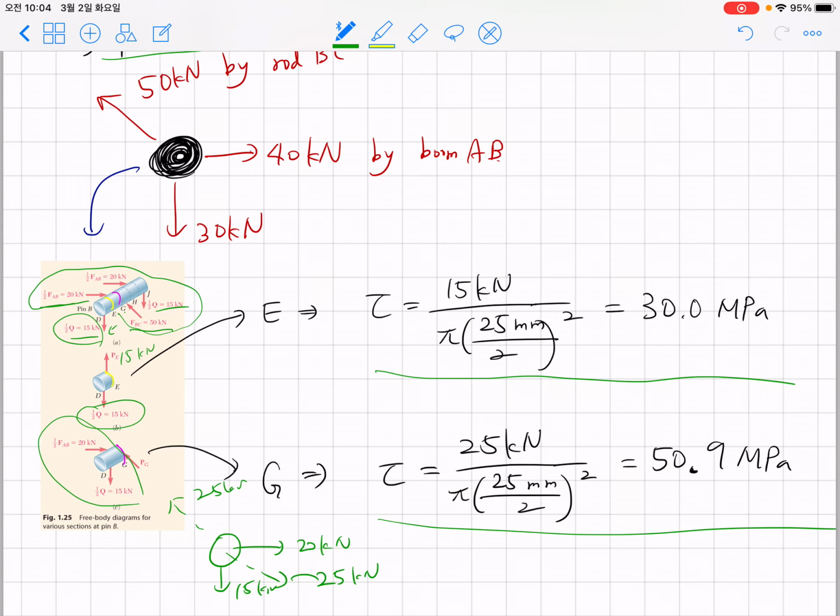Okay, so with this we considered in full detail the safety of pin A, pin B, and pin C, and the complex shapes around the connections. I would be happy if you understand the complexity of realistic structural design, which you should encounter.